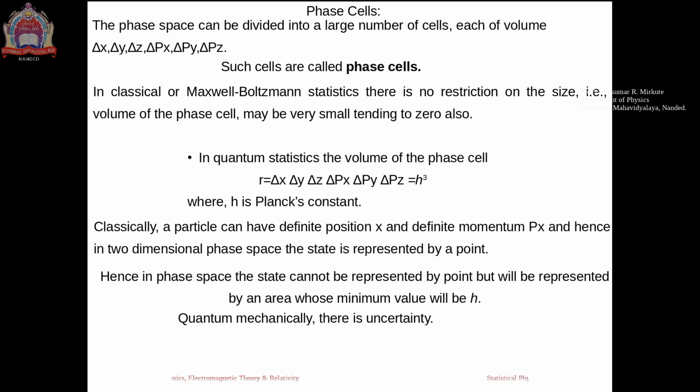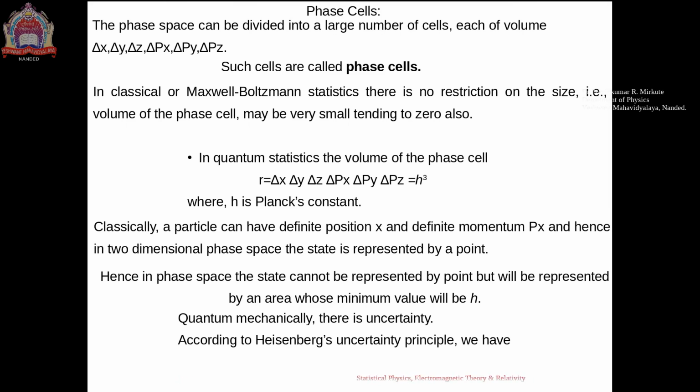Quantum mechanically, there is an uncertainty. According to the Heisenberg uncertainty principle, we have Δpx Δx greater than or equal to h. So this is the quantum mechanically represented phase space.